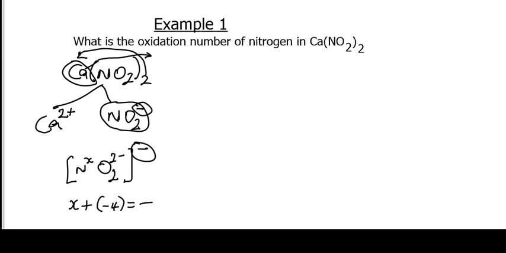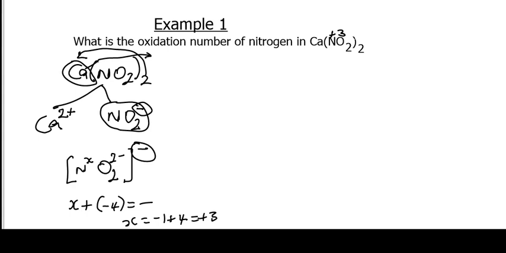So from here, if we collect like terms, you will see that x equals -1, and this -4 crossing to the other side becomes +4, and that should give us +3. So the charge of nitrogen in this compound is simply +3. So we can call it calcium dinitrate 3.